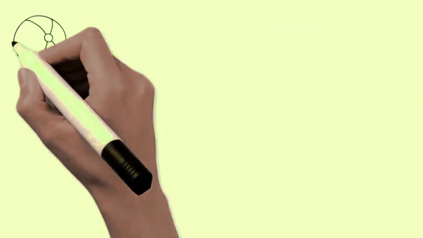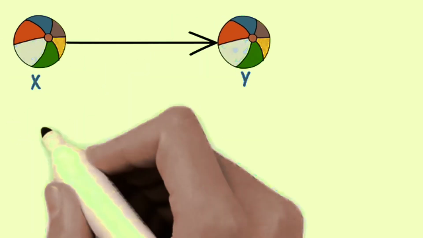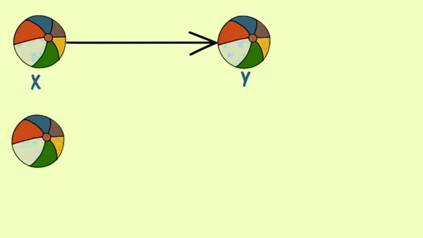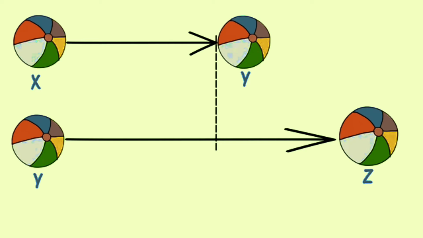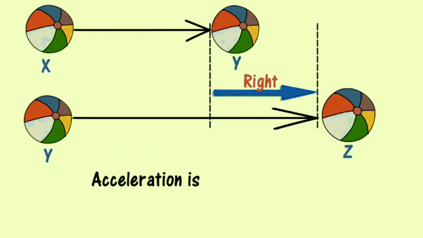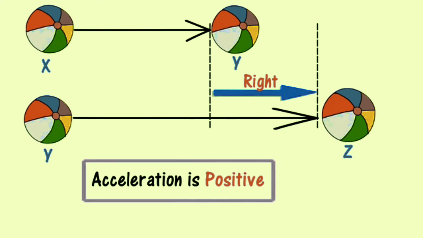Now in another case, if a body is standing at point X and it is moving to the point Y, and then from point Y to the point Z, the body is speeding up. So here we say the change in velocity is towards the right. So we say acceleration is positive.